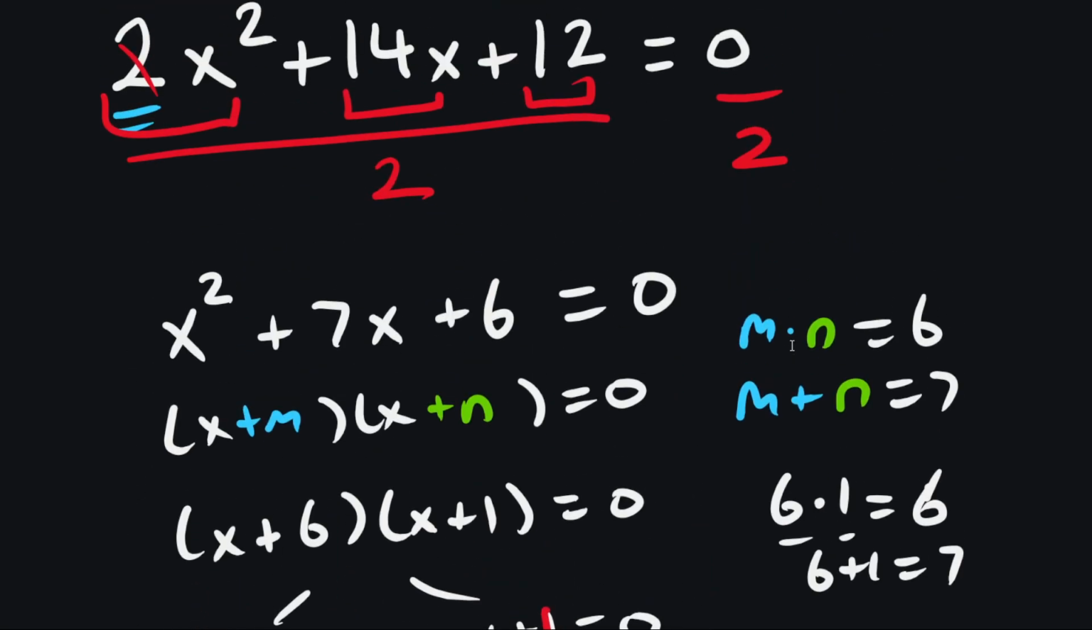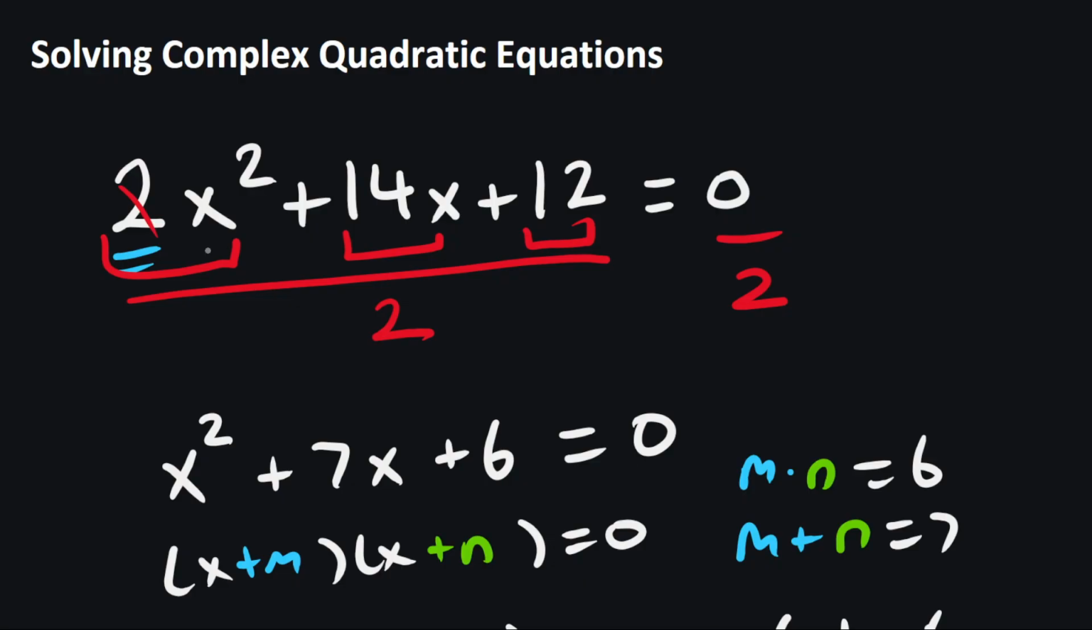So basically, whenever you have a quadratic equation where a does not equal 1, you can simply divide both sides by a. In this case, a was 2, so you can divide both sides of the equation by 2. And then that should get you to a form where a does equal 1, and you can go ahead and factor it like normal.